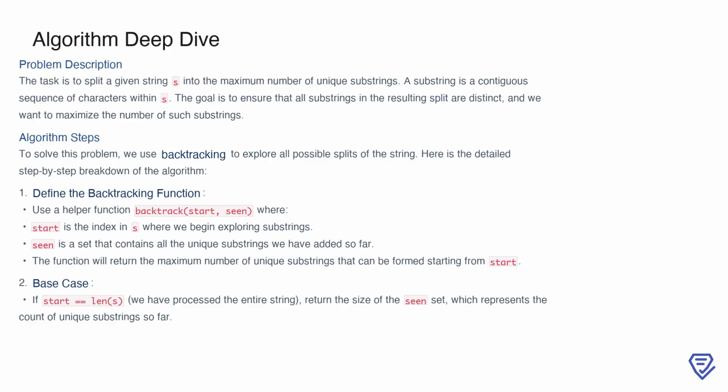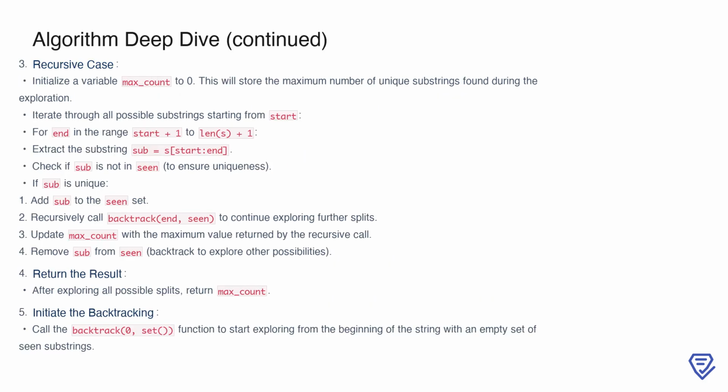If start equals the length of the string, meaning we've processed the entire string, we simply return the size of the seen set, which tells us how many unique substrings have been found so far. To handle the recursive case, we initialize a variable max_count to 0. This variable keeps track of the maximum number of unique substrings encountered during our exploration.